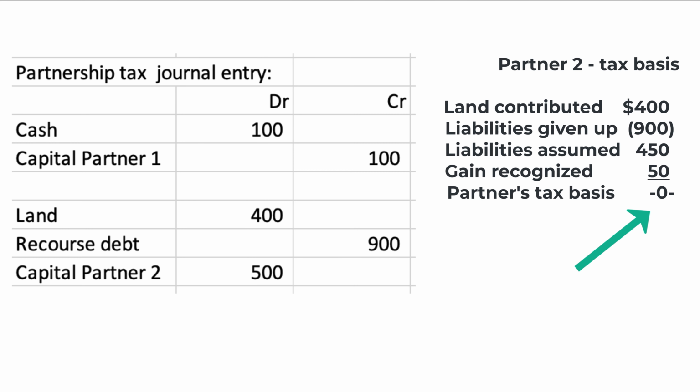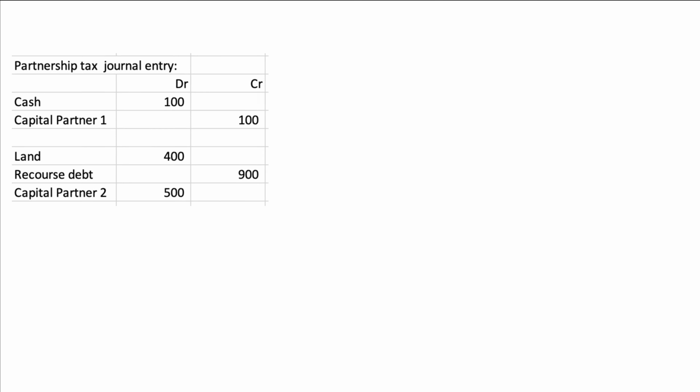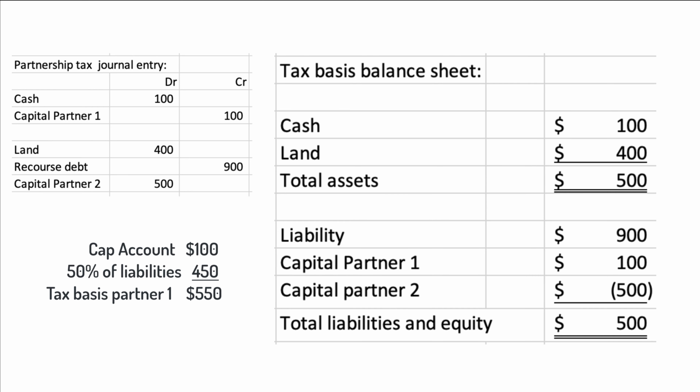Here is something to think about, though. For partner 1, you can take the tax basis capital account plus 1/2 of the liabilities, and it will equal partner 1's tax basis in the partnership interest. If you do that for partner 2, however, you will end up with a negative $50, which is not equal to his tax basis of zero. Most of the time, you can calculate a partner's tax basis in their partnership interest by adding their tax basis capital account to their share of partnership liabilities, but not always, as you can see from partner 2's situation.